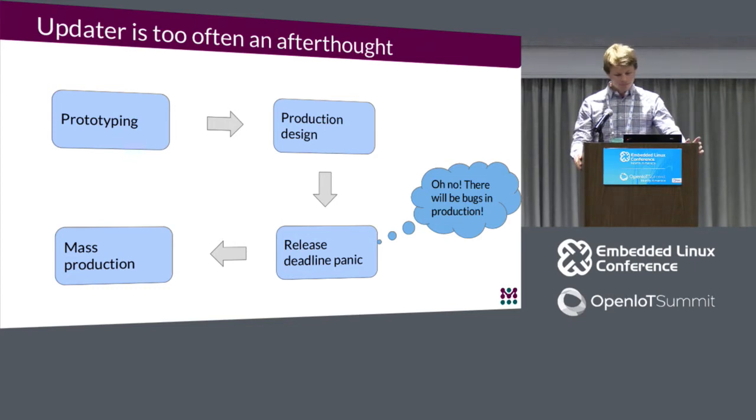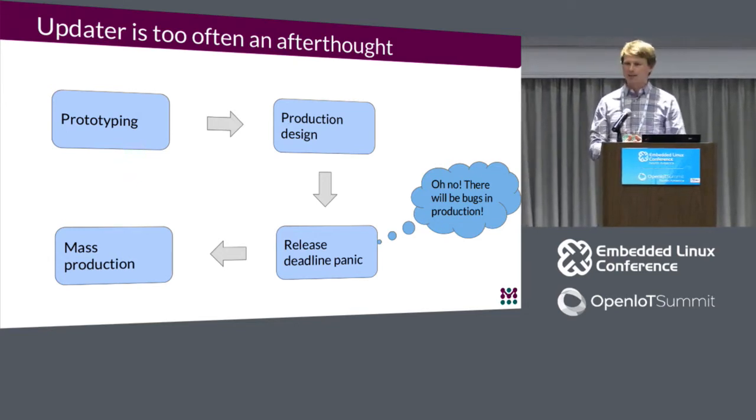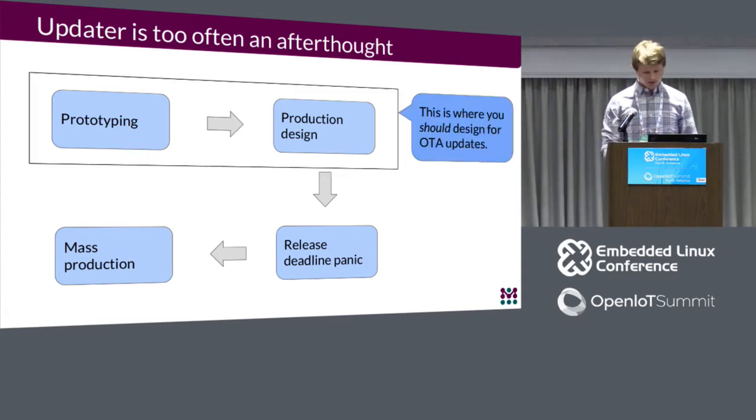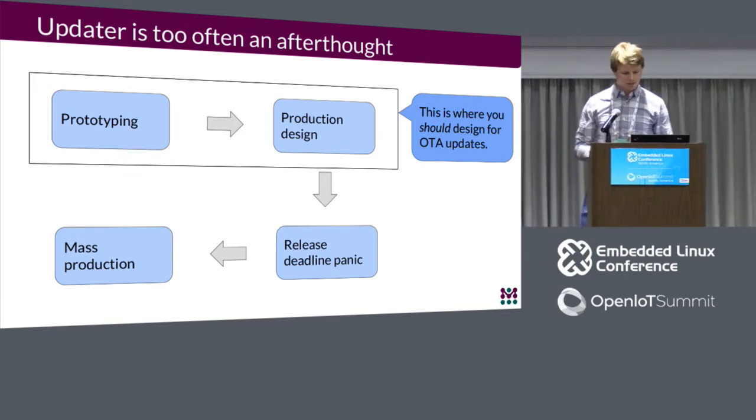Because you know that during this critical phase where you're almost there, you make some mistakes. And now you need a way to fix them. Of course, this is where you should be thinking about over-the-air updates and how to resolve them earlier in the process. So when you have a prototyping stage, you might want to test it out a little bit, or especially when you're in production design, what kind of update strategy should you use for your application? It's really hard to retrofit these things.